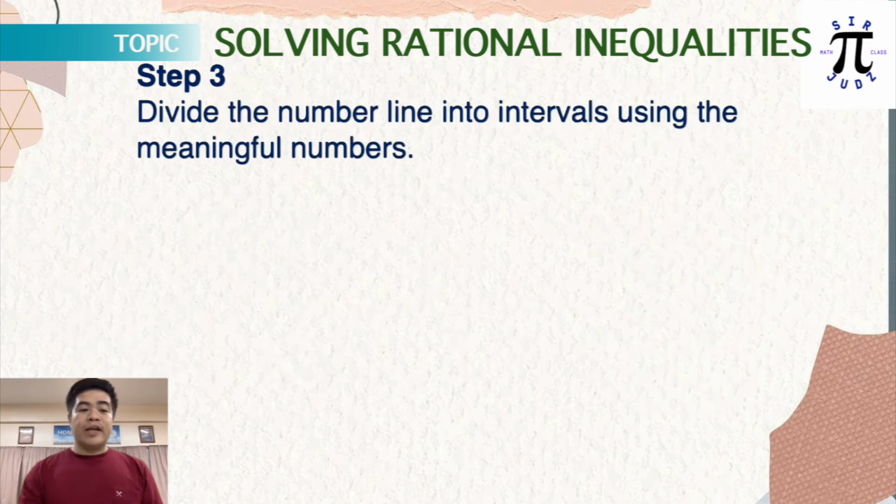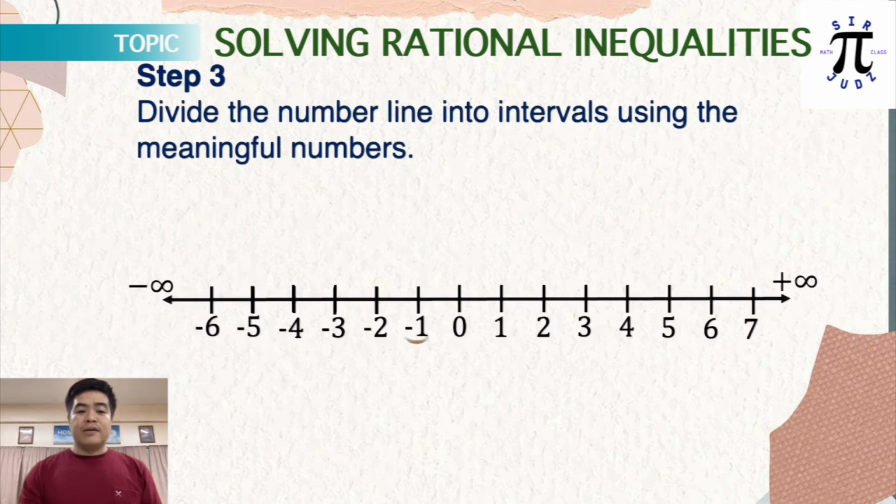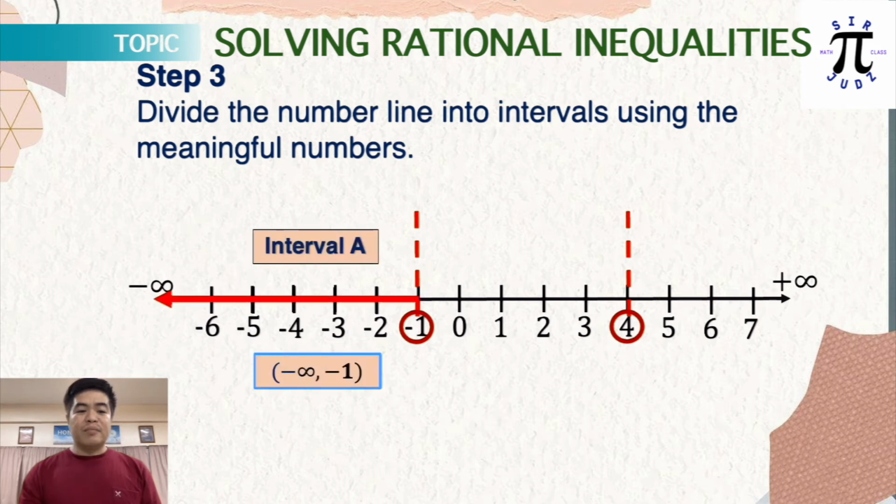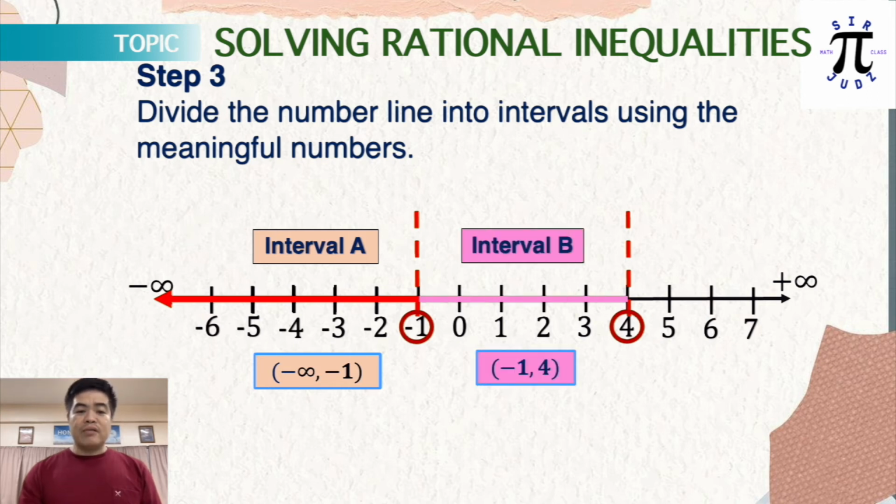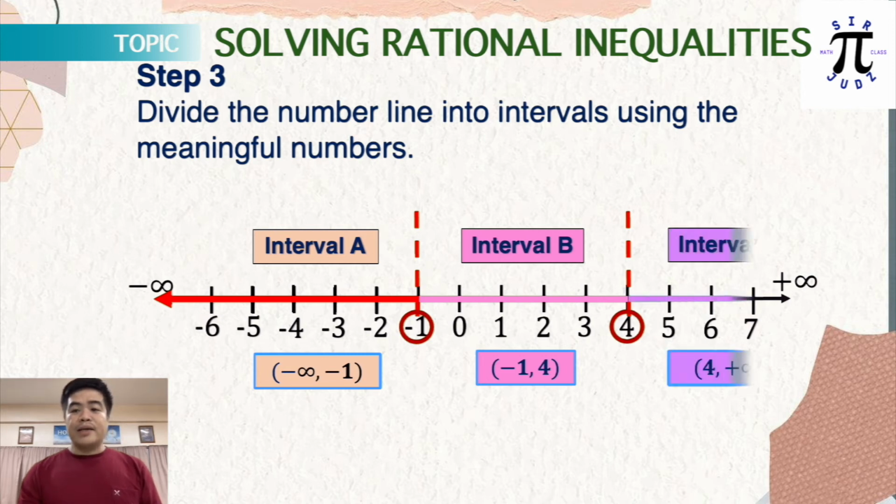So step 3, we're going to divide the number line into intervals using the meaningful numbers. So our meaningful numbers are negative 1 and 4. So we have three sets of interval. The numbers on the left of negative 1, let's name it as interval A. And the numbers in between negative 1 and 4, let's name it as interval B. And the numbers on the right of 4, let's name it as interval C.